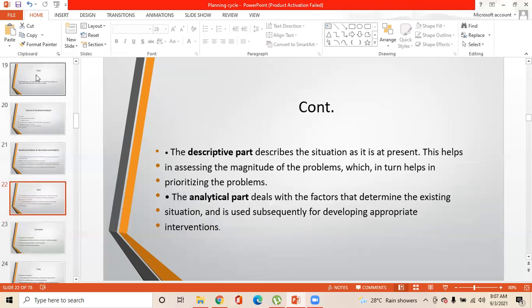The descriptive part describes the situation as it is at present. This helps in assessing the magnitude of the problem, which in turn helps in prioritizing the problem. While the analytic part deals with the factors that determine the existing situation and is used subsequently for developing appropriate interventions.